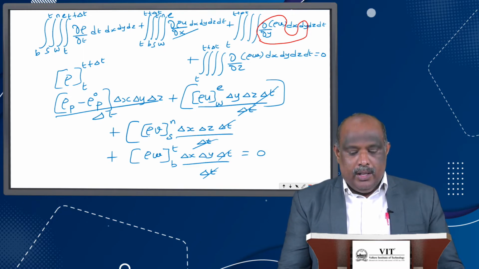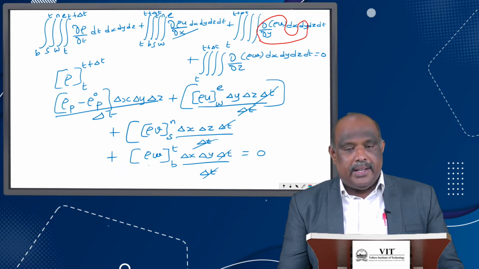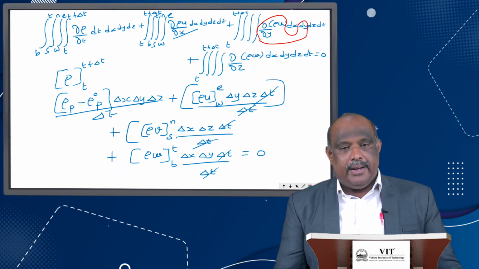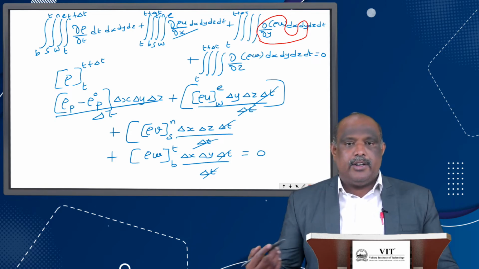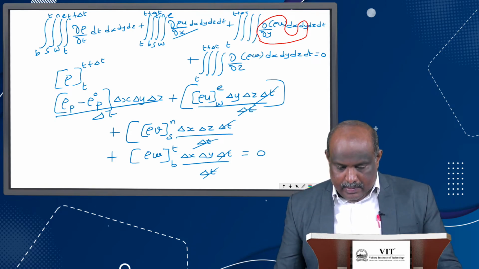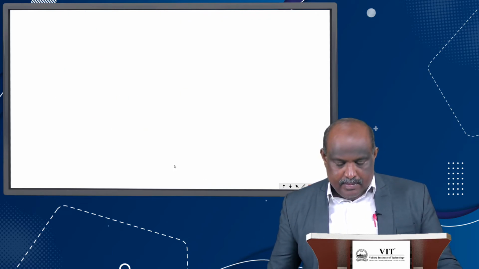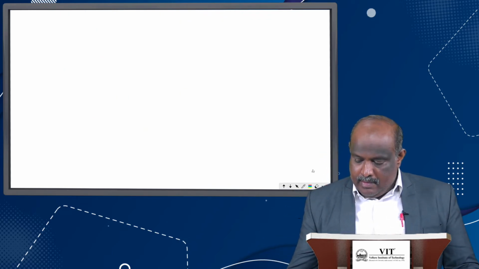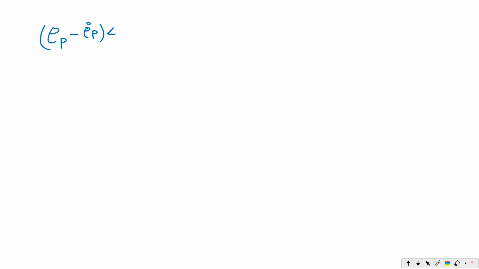Here it will be what? Rho n vn minus rho s vs. Here it will be rho t wt minus rho b wb. So we will do some mathematical work and we will try to simplify it. Now it is more of mathematics. The physics is almost done. So it will be rho p minus rho naught p of del x del y del z by del t.